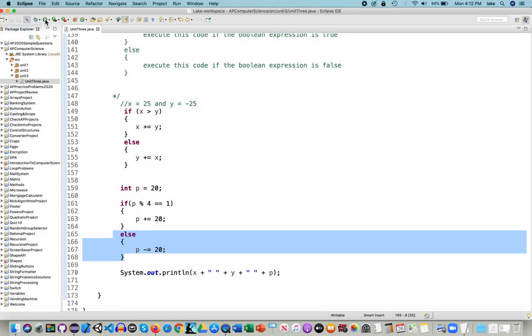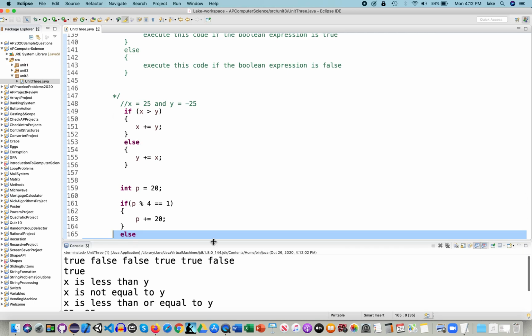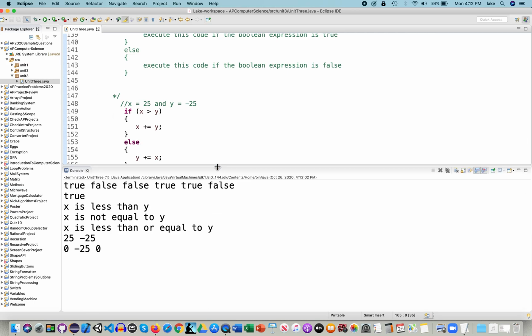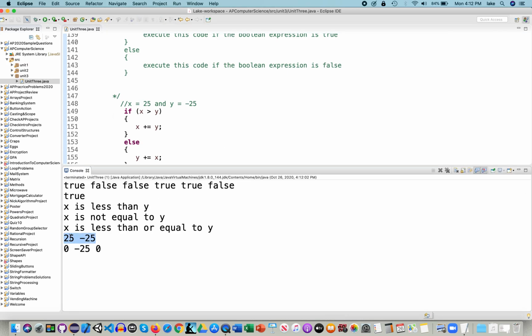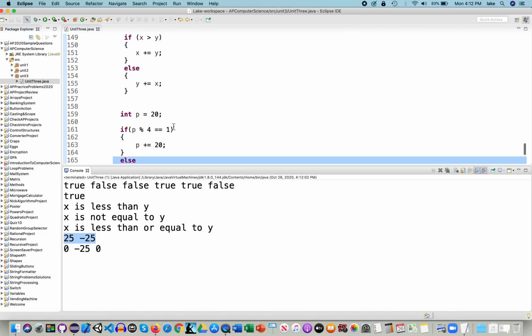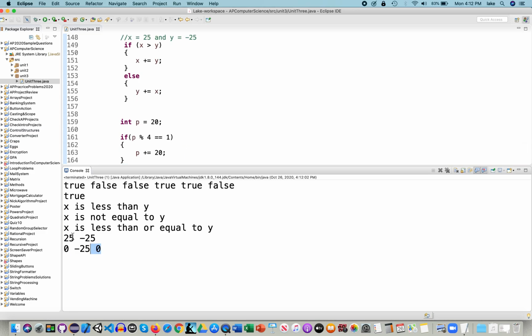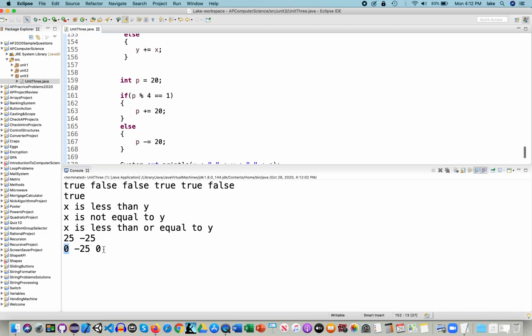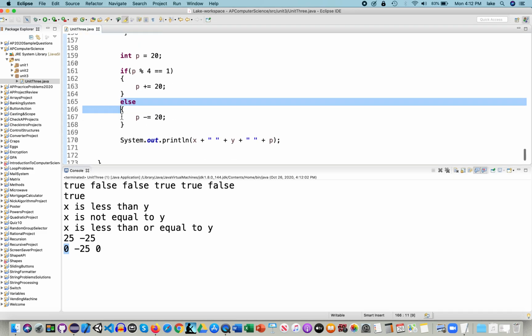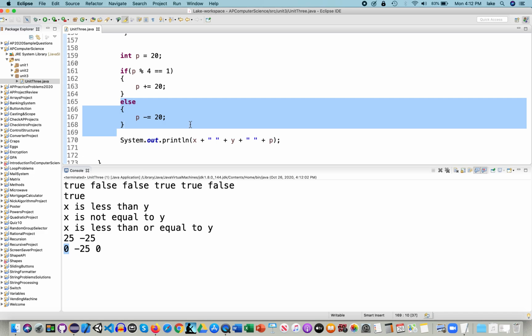Let's run this and check it out. All right, let me pull this up a little so we could take a peek. This was the last two, remember, x being 25 and y being negative 25 right here. And we have x and p both going to 0. And this was true because the first if block ran, and this became 0 because the else ran. Okay, that's a double selection.